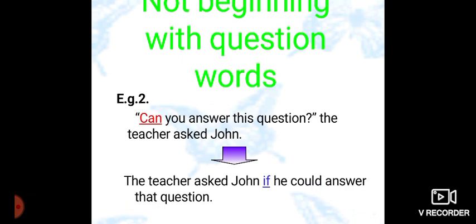Can you answer this question? The teacher asked John. So here we are going to change that into indirect speech. The teacher asked John. I already said the conjunction words are if and whether. Before, we used whether, so now we are going to use if. If he could. Can is changed into could. He could answer that question.